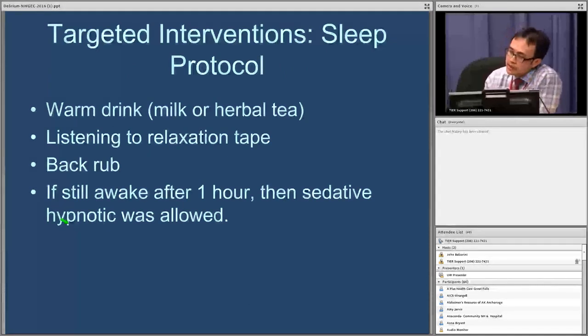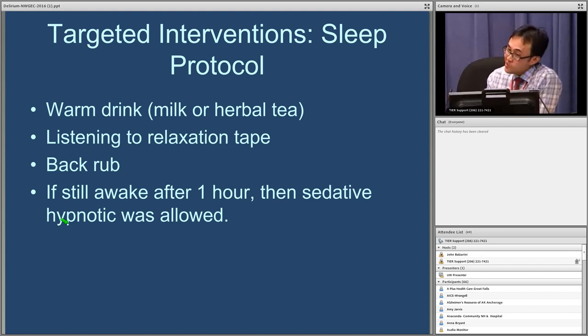And the last thing that they did was a sleep protocol, because what these researchers wanted to do was reduce the use of sedative hypnotics, because it's so linked to incident delirium. So before you could ask for a sedative hypnotic to help you to sleep, you had to ask for these three things, stepwise. First, you had to ask for a warm drink, and preferably a warm glass of milk. But if you were lactose intolerant, then you could have a warm glass of herbal tea.